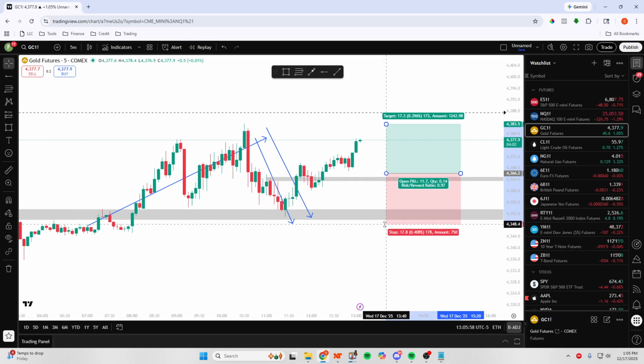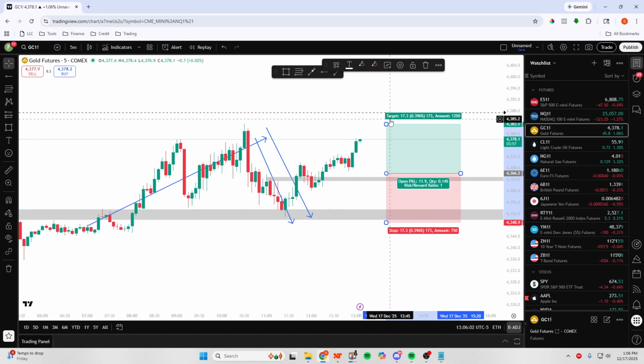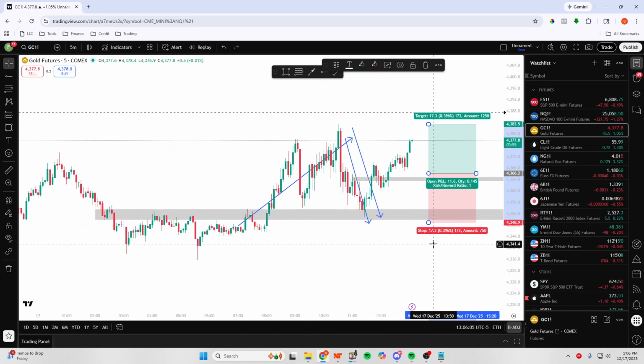Right? Just like this. Price comes all the way back down, you're going to lose 500. If it hits target, you're going to make 500. And that's just the setup.